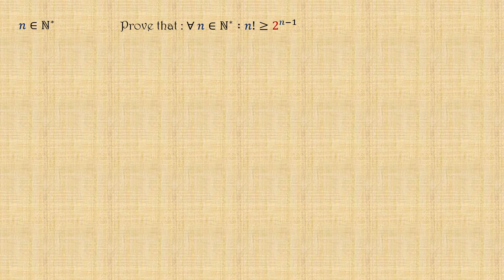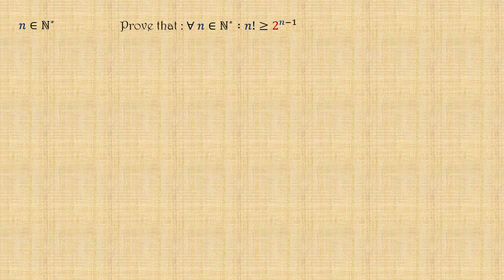For today's video, we have a different from zero natural number n. We would like to prove that whatever the value of our different from zero natural number n, the factorial of the number n is always greater than 2 to the power of n minus 1. And for this we will use the proof by induction, which is also known as a recurring reasoning.